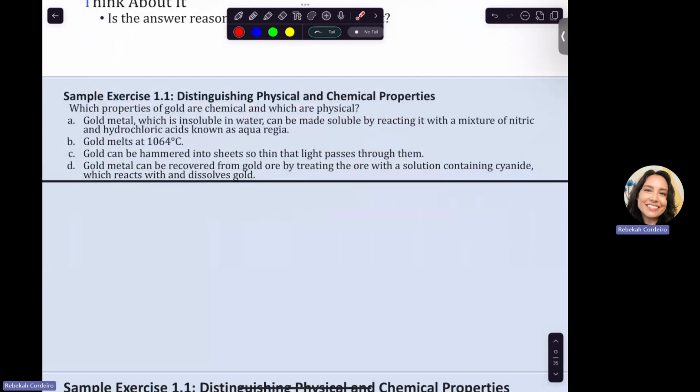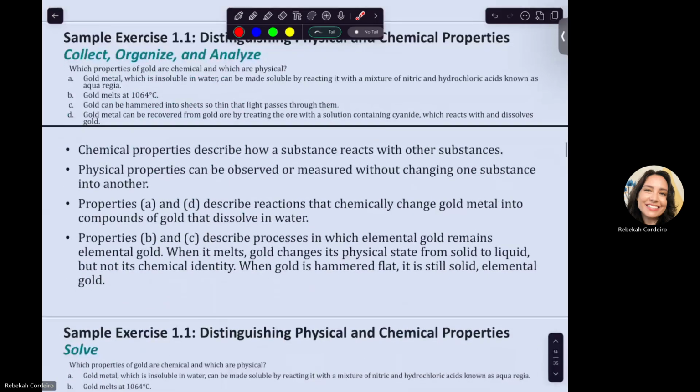So here's a question if you want to just look through and see which properties you think are chemical or physical. I would pause it and just go through and think chemical or physical for each of these properties. So hopefully if you haven't yet, pause the video and do that. If you have, pause the video. Your answers are going to be in the next slide.